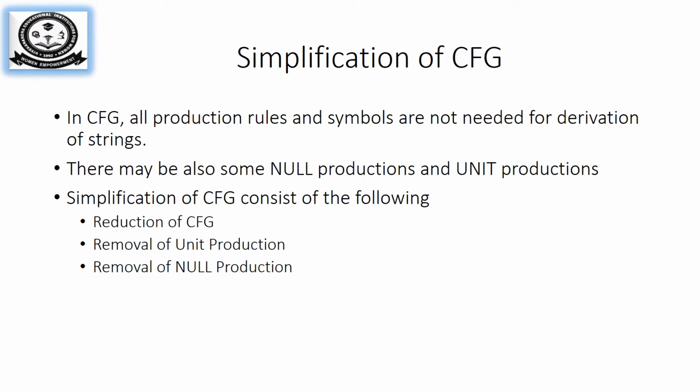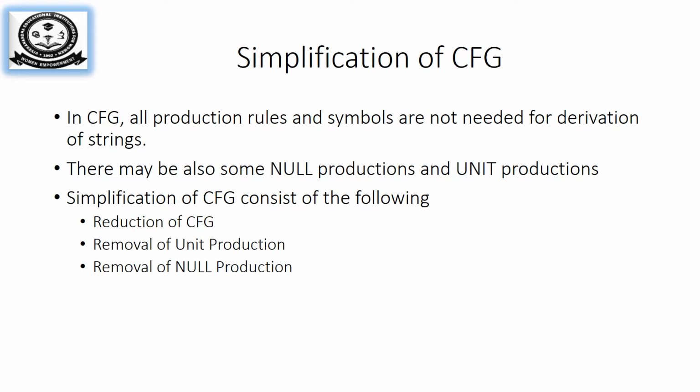What is simplification of CFG? We are going to remove the unwanted productions and symbols from the context-free grammar. Why is it so? In the production of a string for a particular context-free grammar, you may see that certain production rules or symbols are not needed. There may also be some null productions and unit productions, which we will see how to reduce.